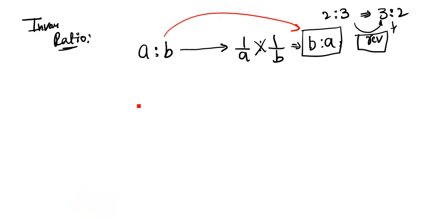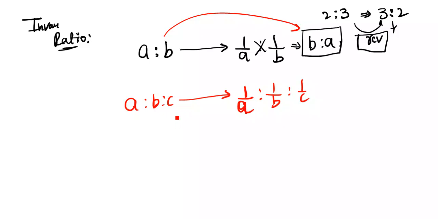Okay, for example, A is to B is to C. What is the inverse ratio? And you should not say C is to B is to A, it's wrong. Okay, let me check, guys. Here it is 1 by A is to 1 by B is to 1 by C, guys. Here, 1 by C and so on.